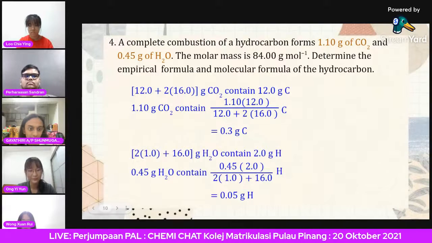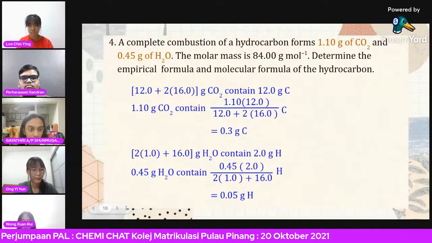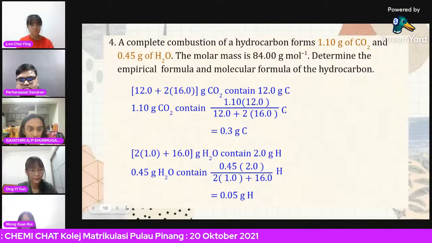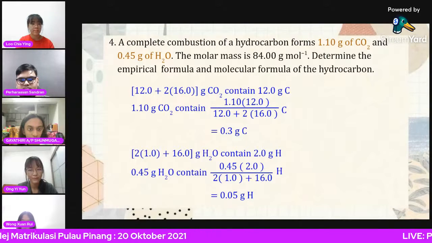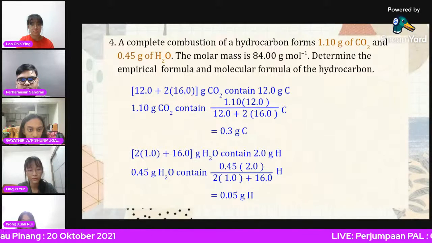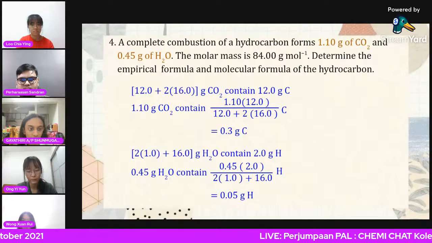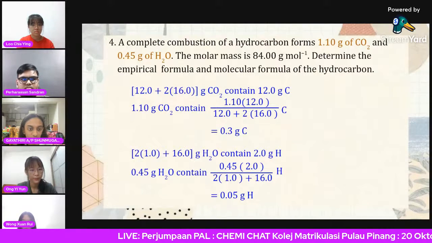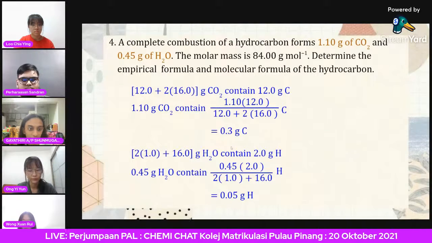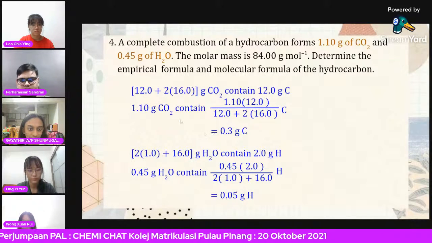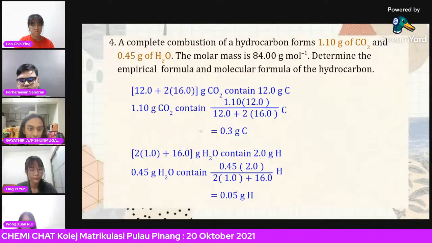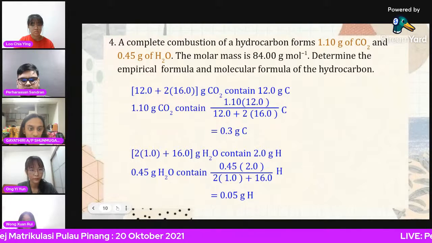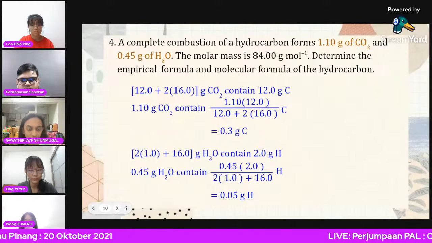To find the mass of hydrogen, you take 2 times 1.0 plus 16.0 gram of H2O contains 2.0 gram of hydrogen. 0.45 gram of H2O contains 0.45 times 2.0 divided by 2 times 1.0 plus 16.0 H, which you will get the mass of hydrogen, which is 0.05 gram.